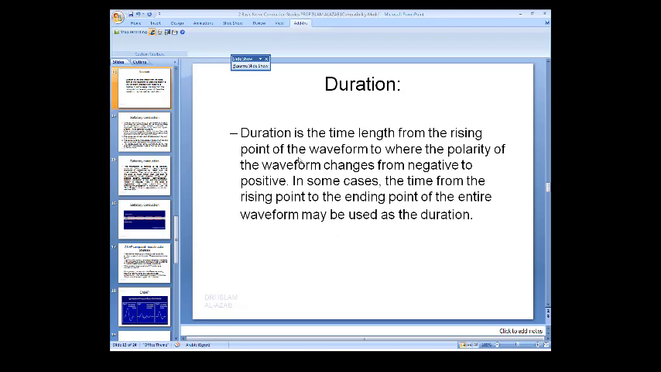Duration. Duration is the time length from the rising point of the waveform to where the polarity of the waveform changes from negative to positive. In some cases, the time from the rising point to the ending point of the entire waveform may be used as the duration.